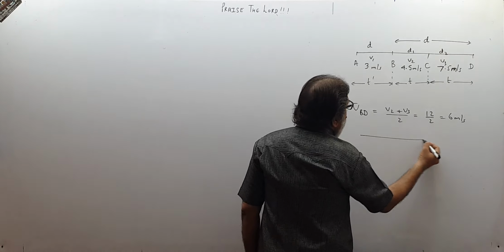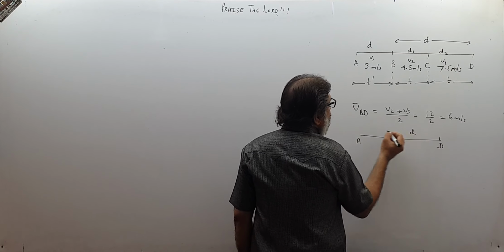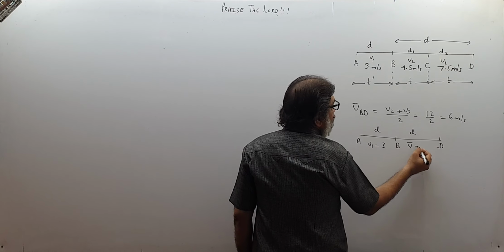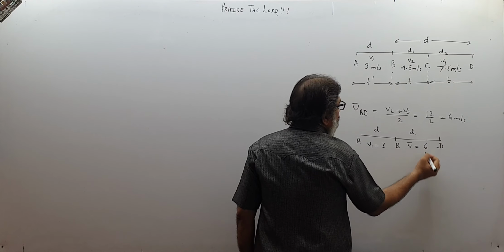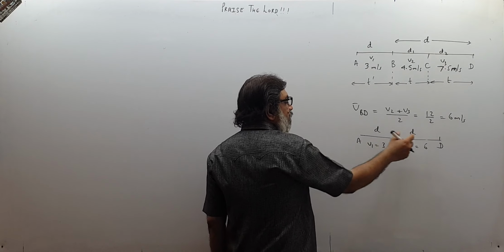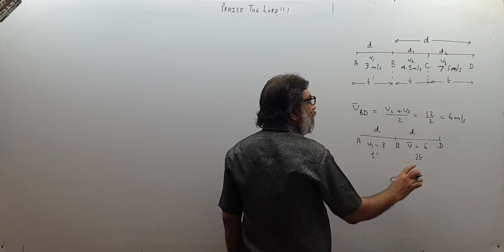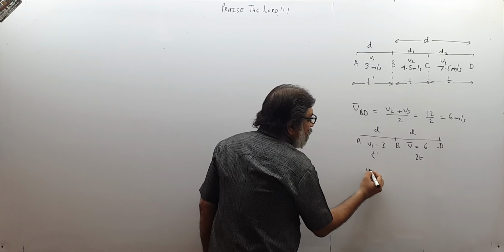So now I get a situation like this. From A to B and B to D, distance D and distance D. Here speed is 3 and here average speed is 6 meter per second. Now distances are equal. Here time is t dash and here time is 2t. That is okay. Now distances are equal, so what will be the average speed for the entire path?